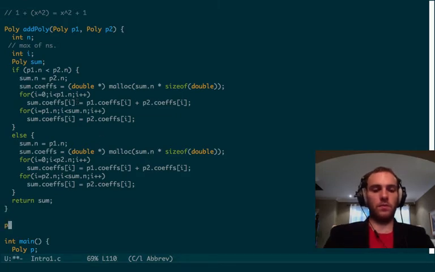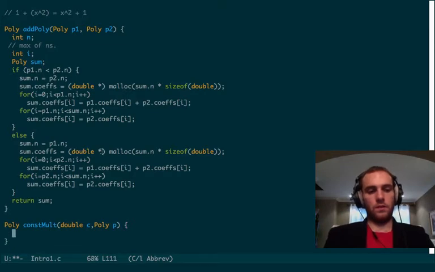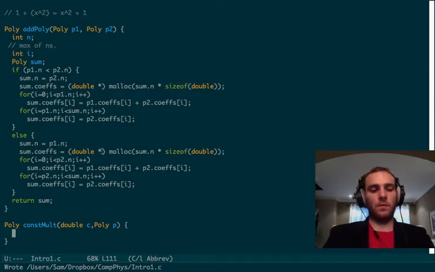Let's try, we can also multiply by a constant poly, so double poly P. If we do these things, we will get a polynomial. It's pretty straightforward in this case.